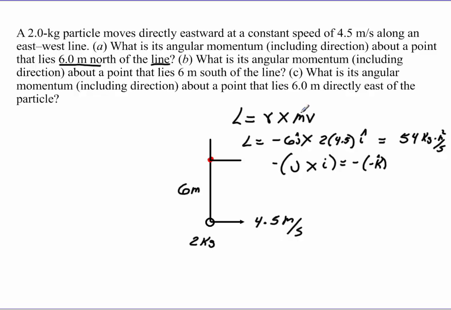Okay? Now, I won't do the other axes, but it would work exactly the same way. What is the angular momentum about a point that lies 6 meters south? It would be exactly the same value, but it'd be negative, right? If I took this point and moved it down here, now it would be wanting to go clockwise, correct? So it would have negative angular momentum.